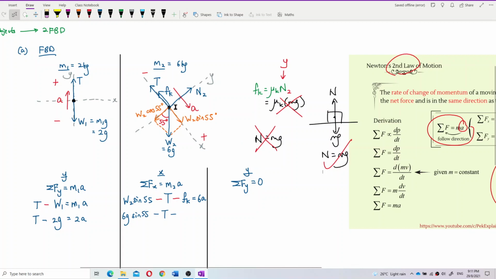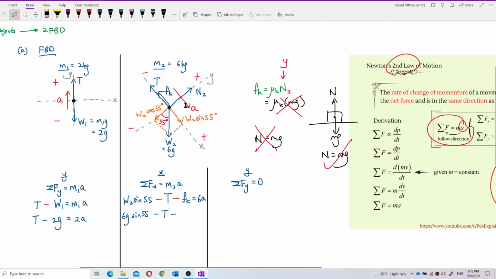We just take force going up as positive. We have no acceleration to compare. Forces going up are positive, going down are negative. Or you can put forces going down positive and going up negative, that also works. Because N2 minus W2 cos 55 is the same as W2 cos 55 minus N2. Both give you 0, so it's the same thing. You can use whichever minus whichever, you still get 0.